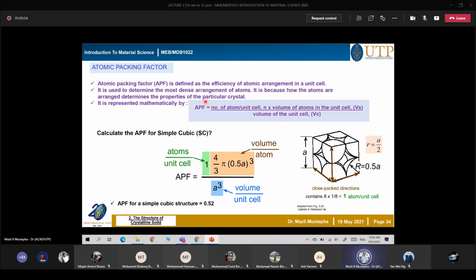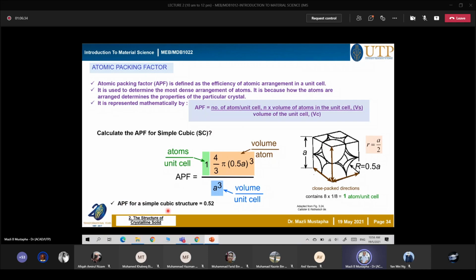Because in order for us to find the APF, we need to divide by the volume of the unit cell. The volume of the unit cell is just a times a times a. Okay, this is the volume of the cube, a³. This is the volume of itself. So in order for us to find this, we need to replace r using the relation. That's why we always find the relation between the radius and a, because it's very useful in calculating the APF, atomic packing factor.